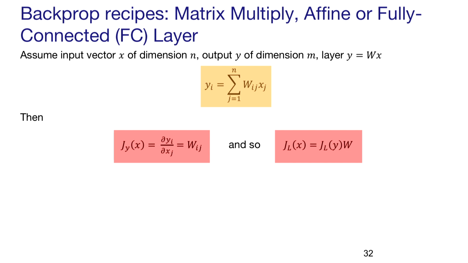So the Jacobian of y with respect to x, that's differentiating y_i with respect to x_j. That's pretty simple. You can perform that operation on the sum, and you find that there's exactly one term that depends on x_j. So you're fixing the j in the sum, which gives you just a single term, and it's just W_ij. So taking that element-wise form and turning it into a Jacobian matrix again, the Jacobian JL of x is JL of y times W.